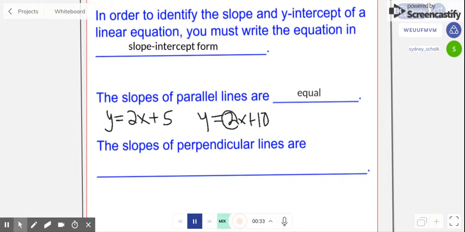we can see that our slopes are the same. They both have a slope of 2. So that means that these two lines would be parallel. The slopes of perpendicular lines are opposite reciprocals.